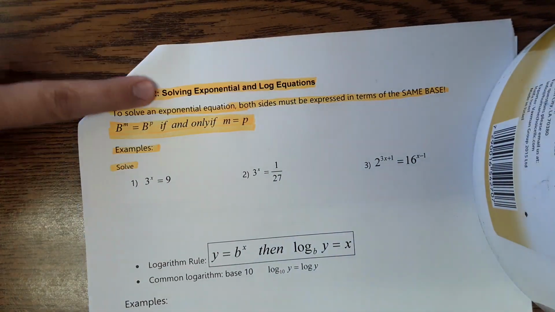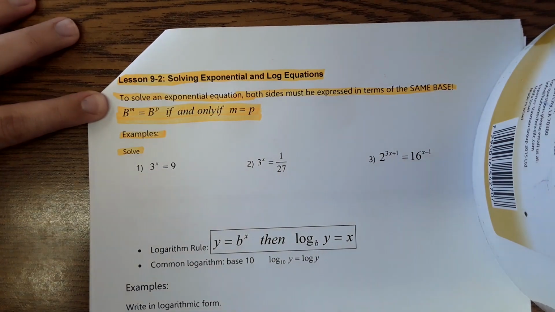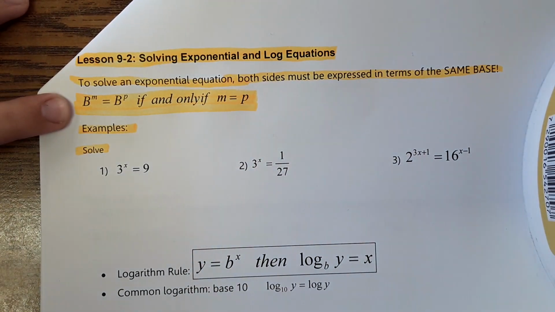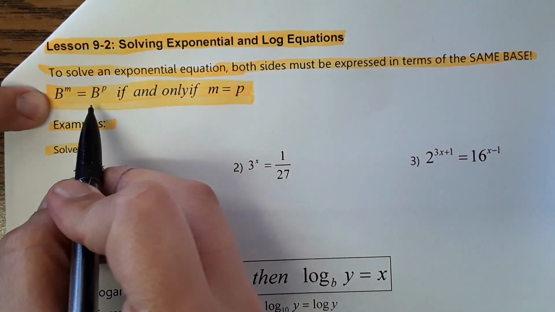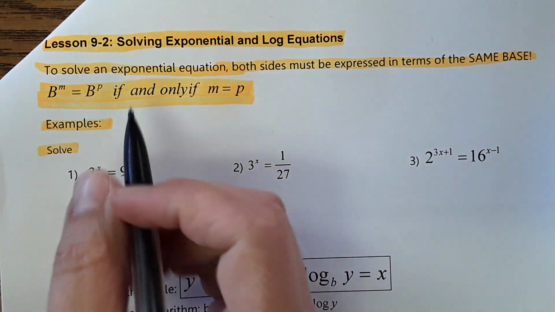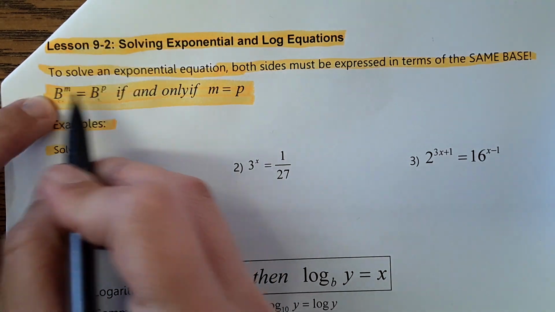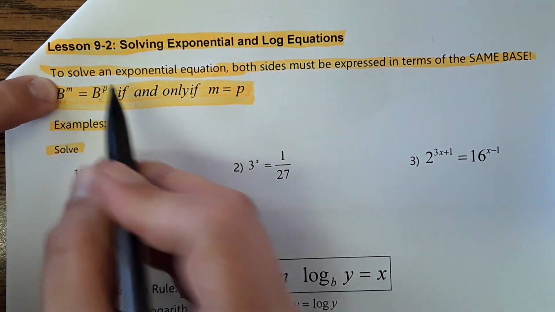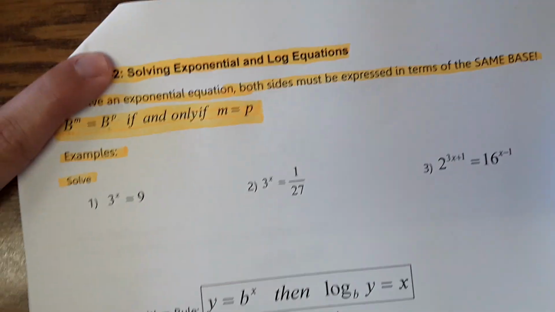Okay, so exponential and log equations. To solve an exponential equation, both sides must have the same root, and they must be expressed with the same base. So it shows an example with letters here, and we're going to do an example with numbers down here. If it has the same base, so b is the same as b, then you can set the exponents equal and solve for whatever the exponents are. So in the first example, we're doing exactly that.